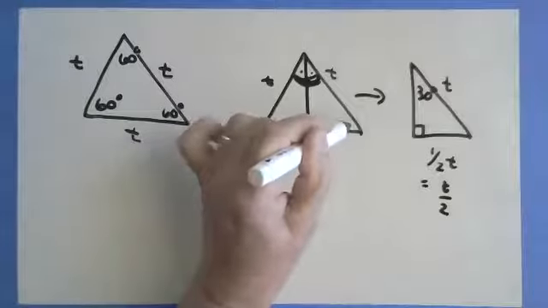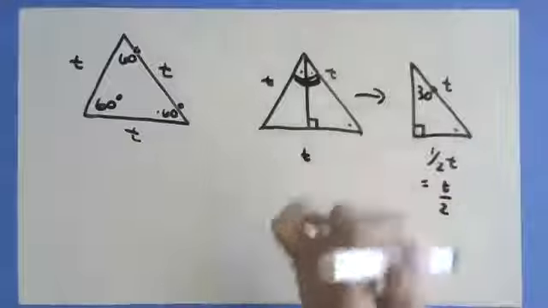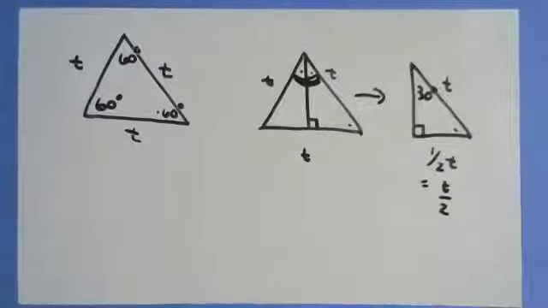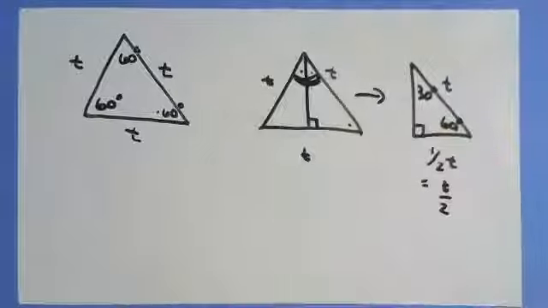This angle is the same as this angle, is the same as this angle. Nothing changed when we split and extracted our right triangle. So we know that that's 60 degrees.